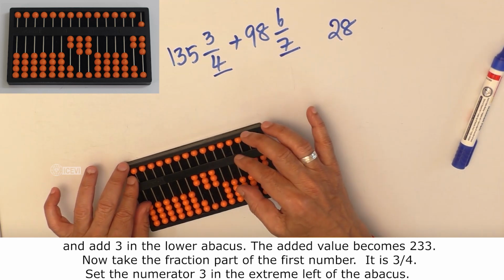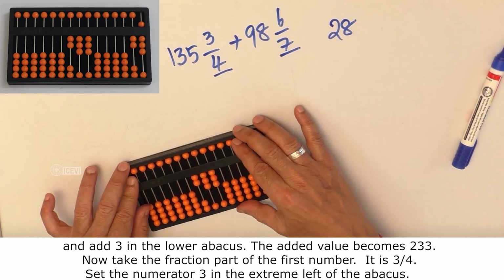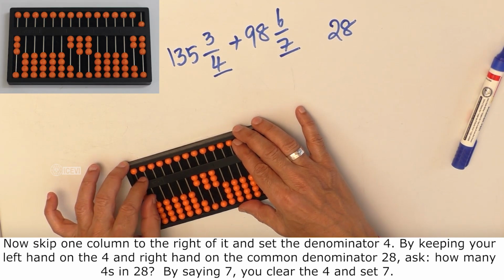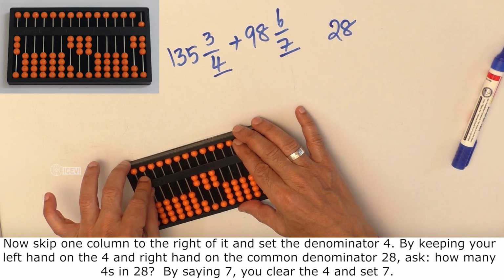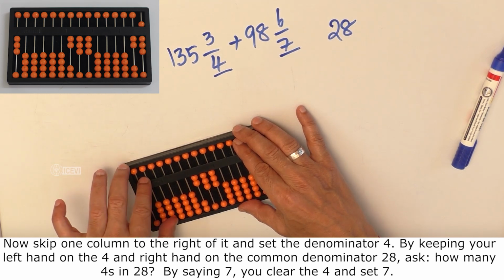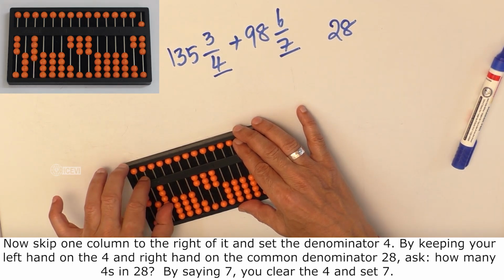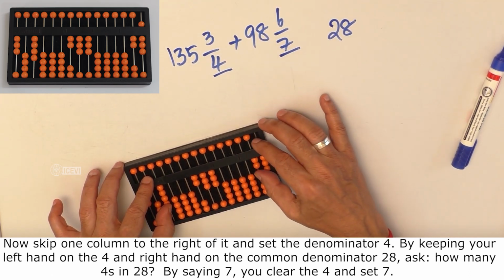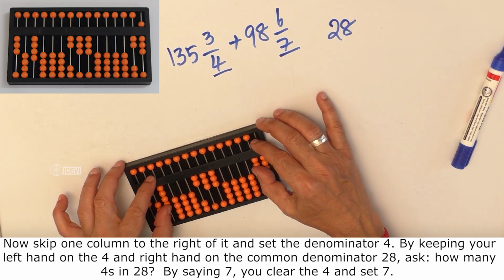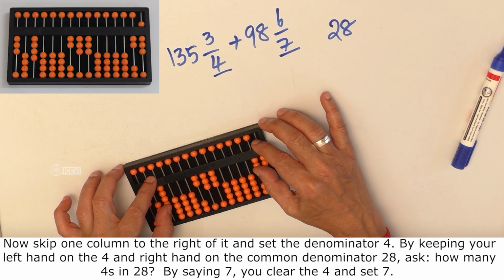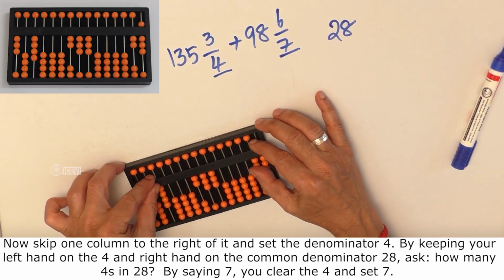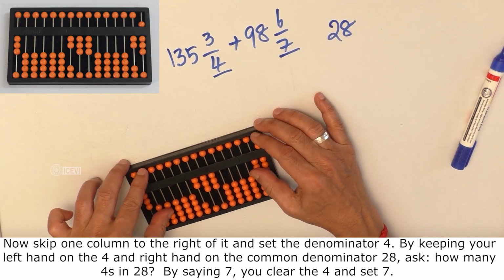Now take the fraction part of the first number. It is 3 by 4. Set the numerator 3 in the extreme left of the abacus. Now skip one column to the right of it and set the denominator 4. By keeping your left hand on the 4 and right hand on the common denominator 28, ask how many 4s in 28. By saying 7, you clear 4 and set 7 there.